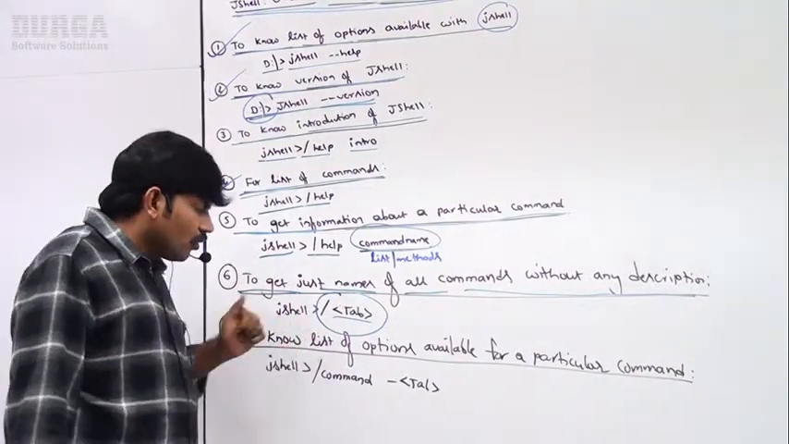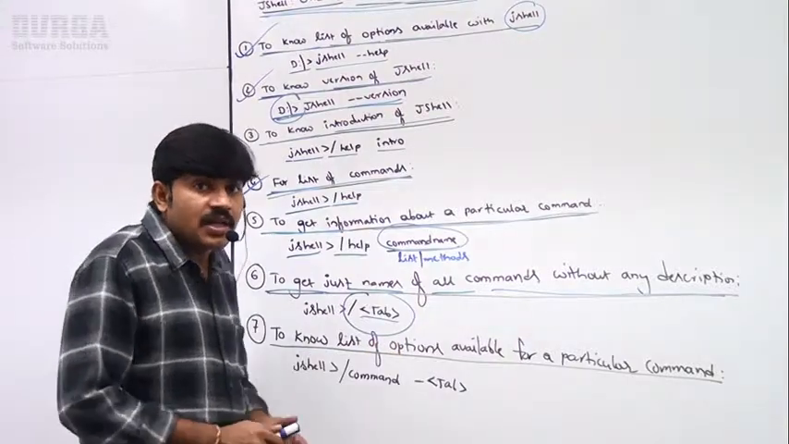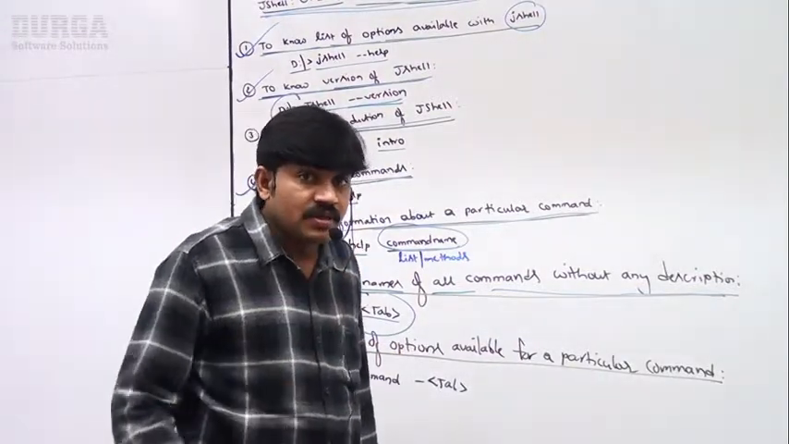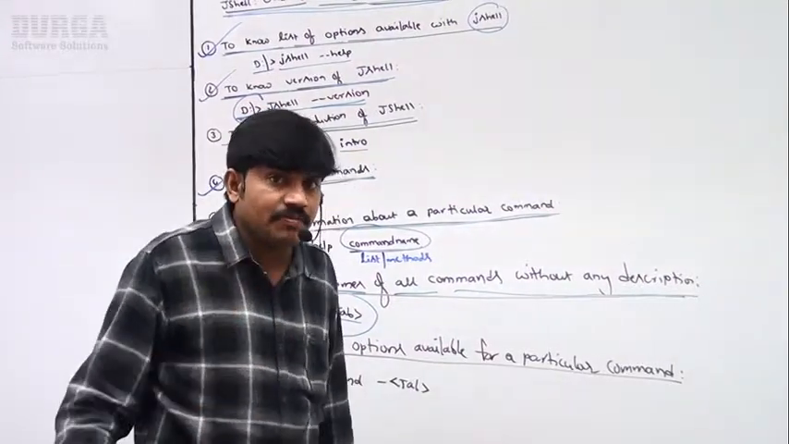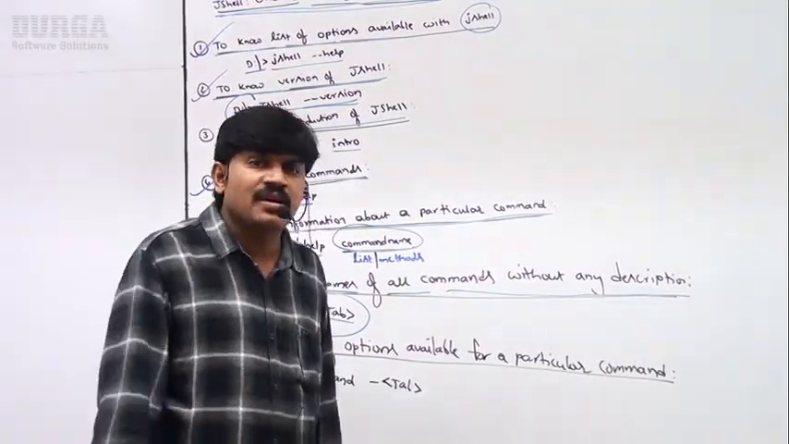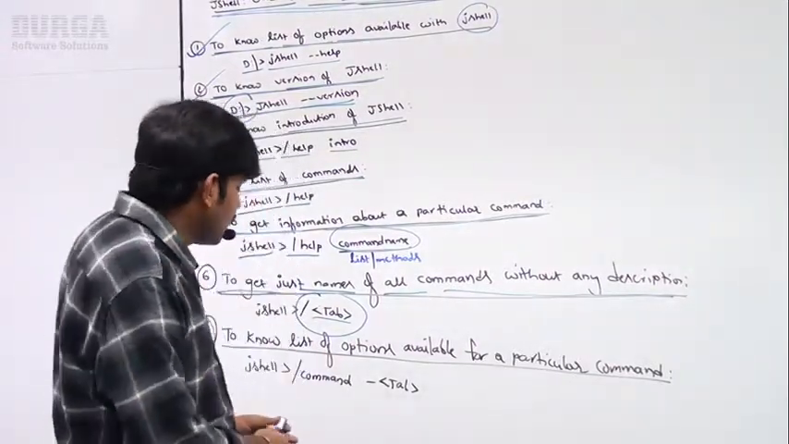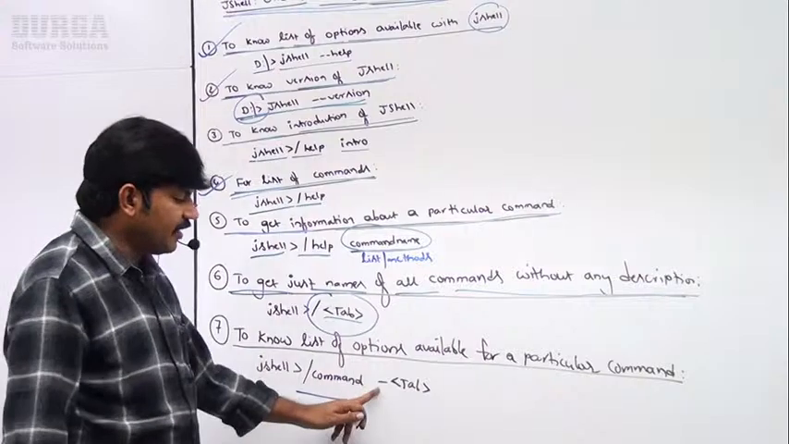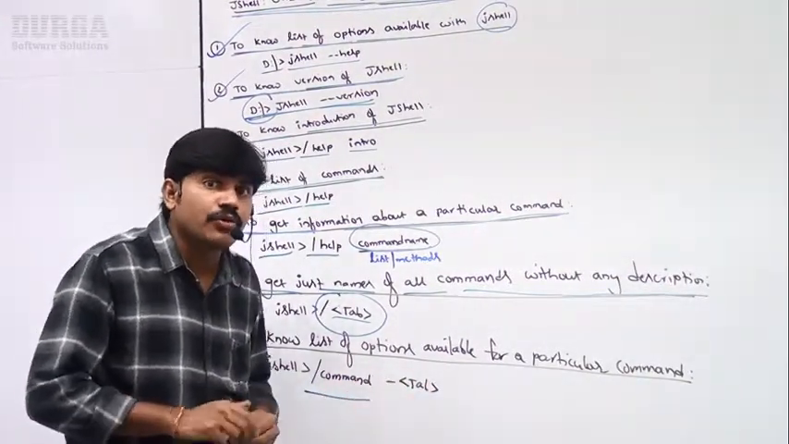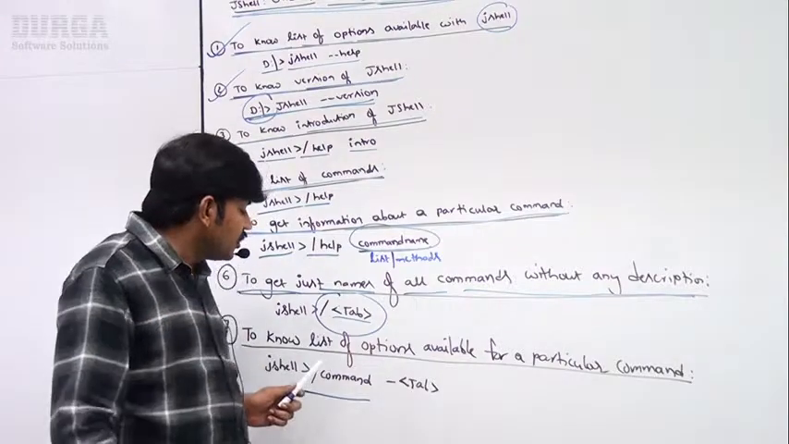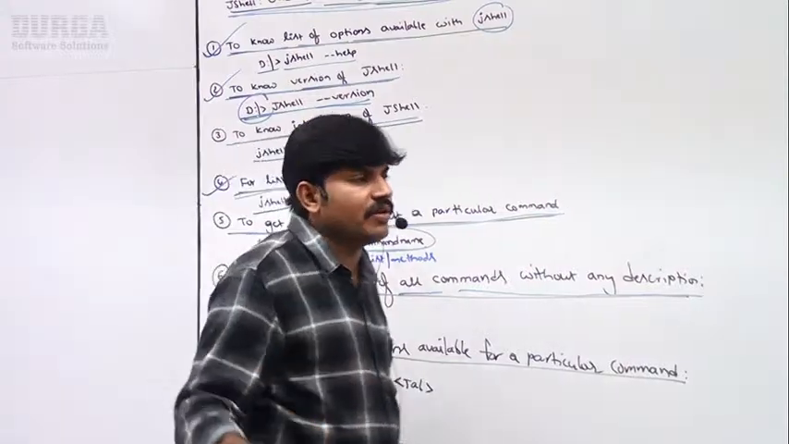Next, to know the list of options available for a particular command. If I am using /list as the command, do you want all snippets or only error snippets? Do you want only startup snippets? There are some options you can use with every command. Which options are there? Slash command, hyphen, tab. Remember this one, so that for this particular command the list of options you are going to get. Clear? Have a look once.